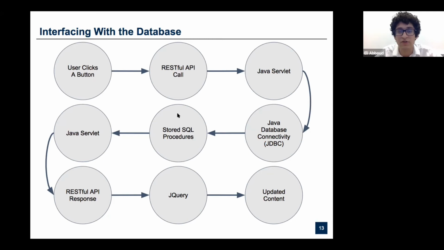This stored procedure then executes a bunch of SQL queries simultaneously and returns all of the resulting raw data to our servlet. The servlet packages up this data into a JSON file and passes it back to our API as an HTTP response. And then within the client's browser, we use jQuery in order to splice in that updated data and show the client the page that they requested.